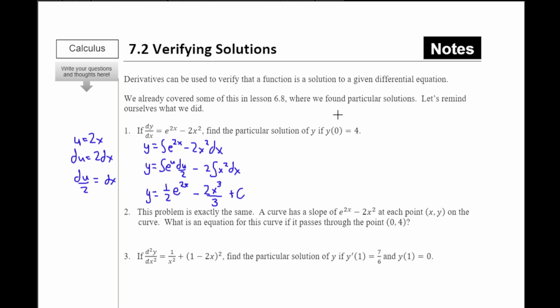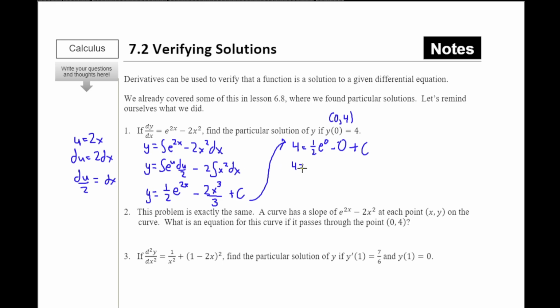y of 0 is equal to 4. So this is just 0 comma 4. x is 0, y is 4. So you plug these in, right? x is 0, y is 4. 4 is equal to 1 half e to the 2 times 0, which is 0, minus, well, 2 times 0 cubed divided by 3, that's just 0, plus c.